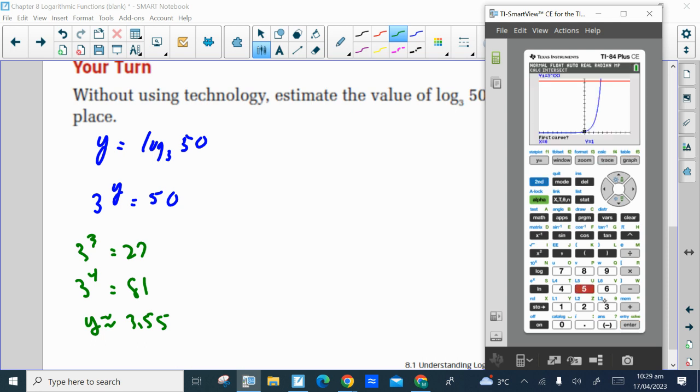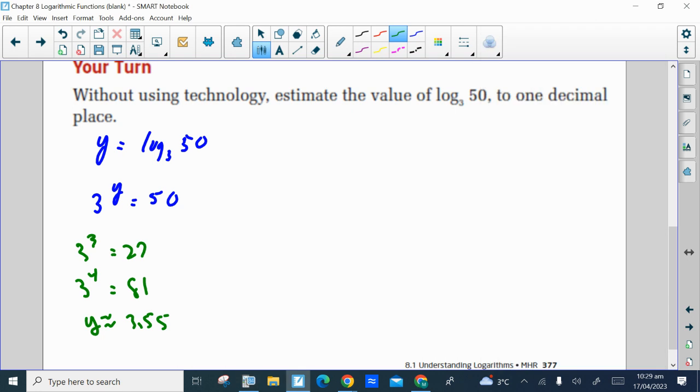Second function, trace, number 5 for intersect, enter, enter, enter. So a more accurate answer would be 3.56, which is pretty close to what we guesstimated it at. But as of right now, we have no way to algebraically determine what log base 3 of 50 is. So we're going to get to that: how you deal with logs with bases other than 10.